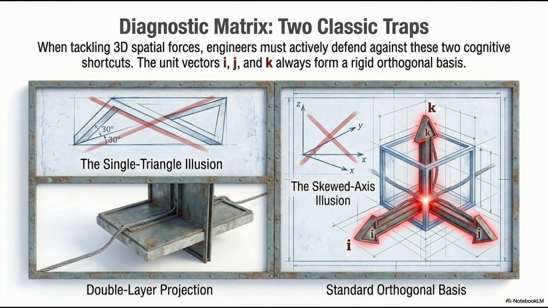When you tackle problem 2136 on your own, look out for two classic traps. The first is mixing up the two angles as if they belong to the same triangle. Remember, the first one fixes the angle to the y-axis, and the second handles the split on the xz floor plane. It is a double-layer projection. The second trap is assuming these are non-orthogonal or skewed axes. That is completely wrong. The unit vectors i, j, and k form a standard orthogonal basis. Everything here is resolved through standard orthogonal projections and basic dot products. There are no oblique axis complications.